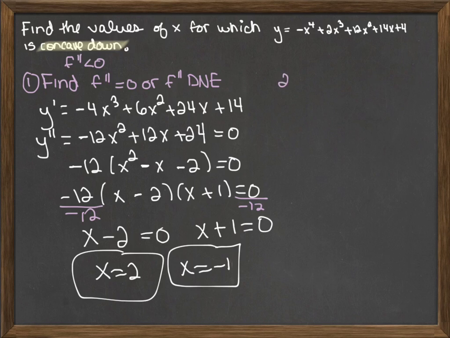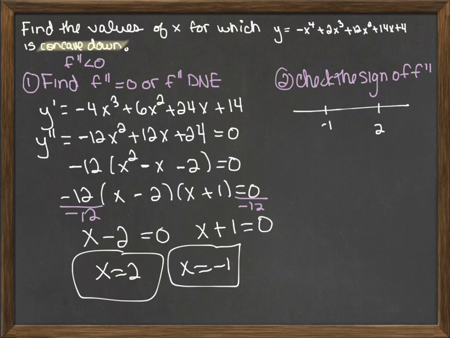So we're going to go ahead and check the sign of the second derivative because we're trying to see where the second derivative is less than 0. So I'm going to go ahead and use the factored form because it's easier to find the derivatives. Notice that I'm always going to multiply by a negative number. So I'm going to choose the number to the left of negative 1. So I'm going to have negative 12 times a negative times a negative. So that's going to give me a negative. If I choose 0, I'm going to have a negative times a negative times a positive. And if I choose 3, I'm going to have a negative.